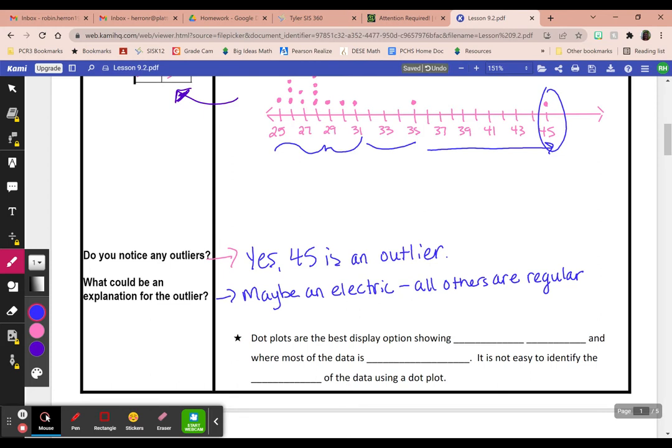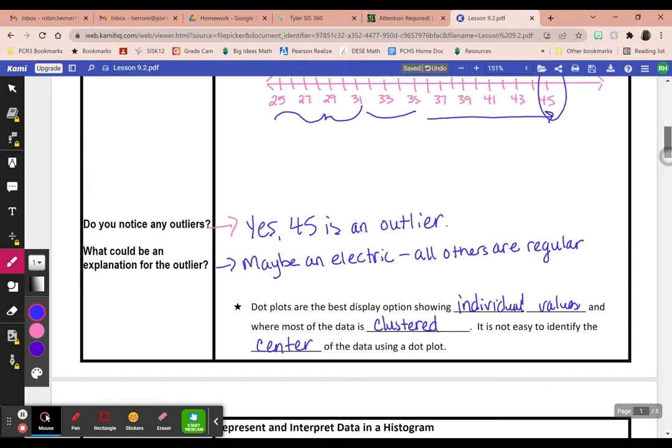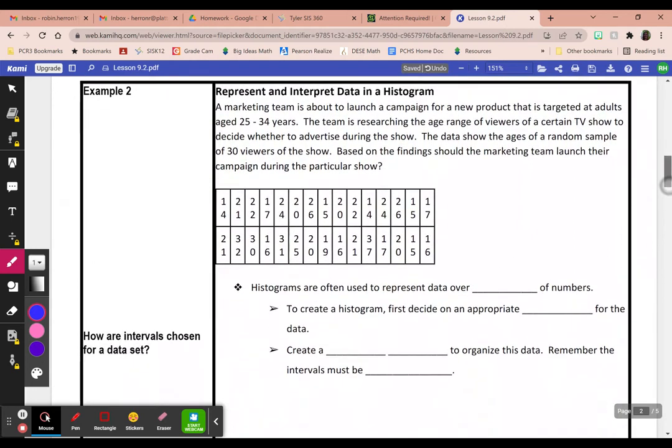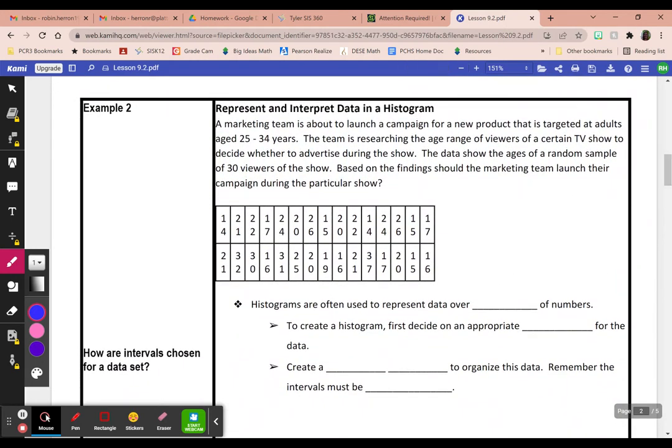Okay? All right, so just a key note down here. Dot plots are the best display option for showing individual values. So values for each and every single thing by themselves, so you can see where they're at and where most of the data is clustered, kind of grouped together. It is not easy to identify the center of the data using a dot plot because it's all grouped together. That's the hardest part. But otherwise, for comparing individual values, it's the best one. All right, so on to the next one.